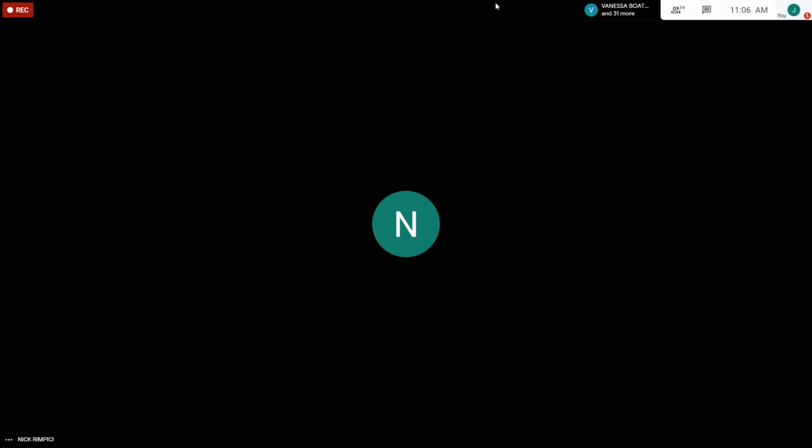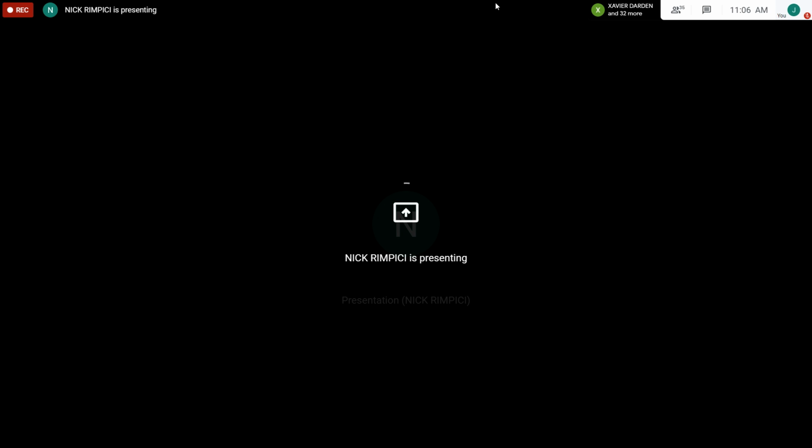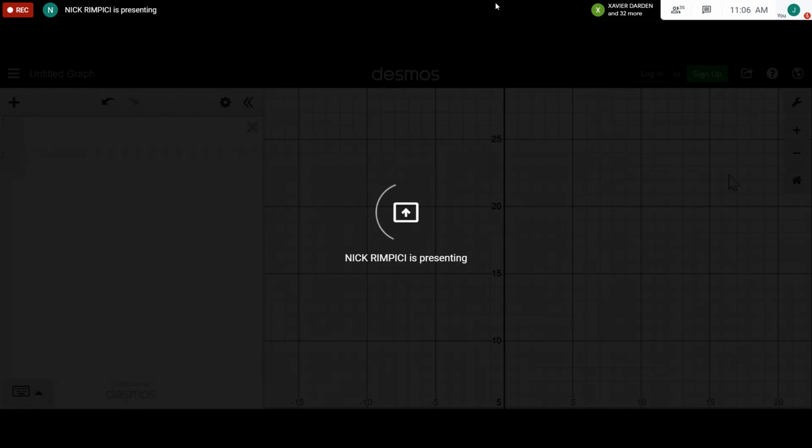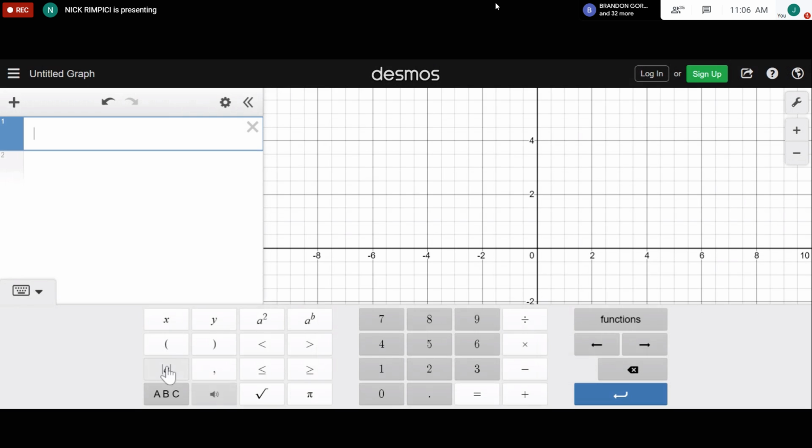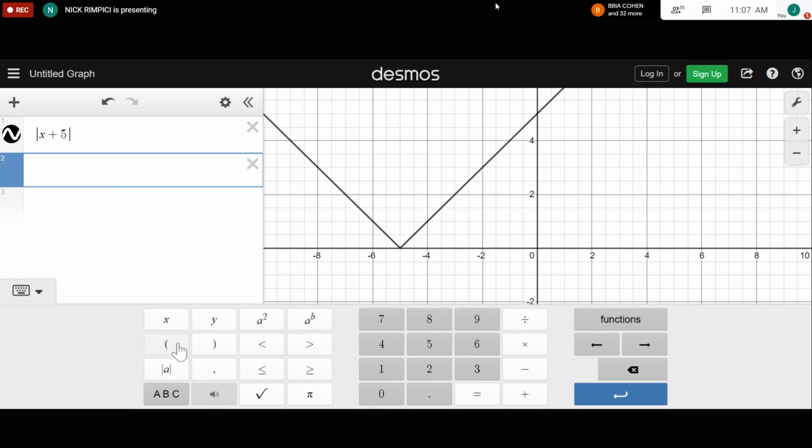Okay, I'm just clearing this stuff out of Desmos. At this point, Desmos should be visible to everybody. And I'm going to put the two equations in. The equations are the absolute value of x plus 5, and I believe the other one was the absolute value of x plus 11. So those are my two absolute value functions.